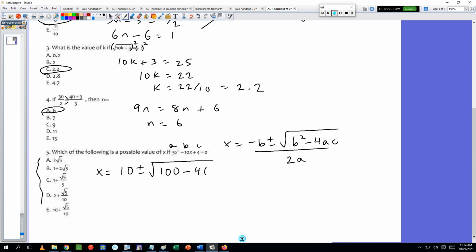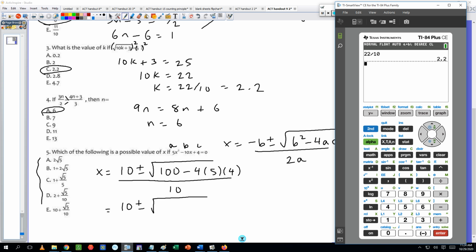Take away 4 times the a times the c. I don't divide that all at once. And then 2 times the a on the bottom is a 10. 10 plus or minus the square root. Go to my calculator. What is 100 minus 4 times 5 times 4? We have a 20 there. Over 10. This will be 10 plus or minus the square root of 20.